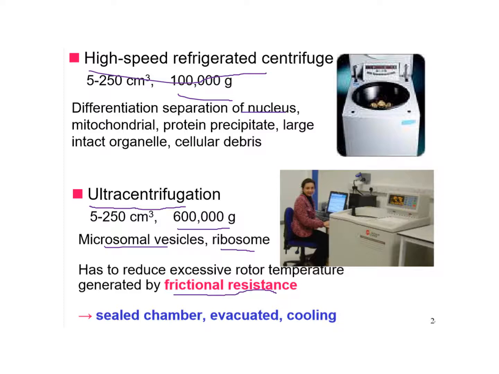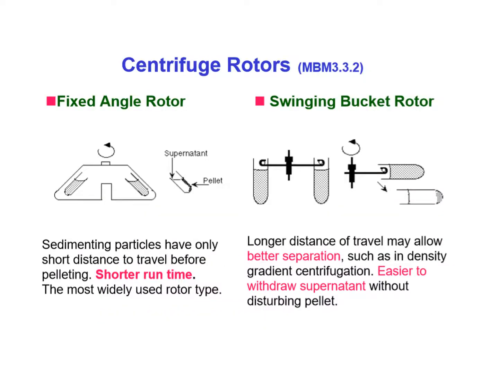Because of the friction, we have to do it in a vacuum that's evacuated and has to be cooled. And here's an example of an ultra there. So depending on if we were looking for viruses, we would be in this range. If there's a new virus in a patient sample, we would have to be in that range because it's so small. Here's centrifuge rotors showing the angles and how there's separation.